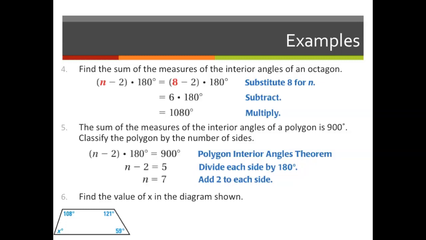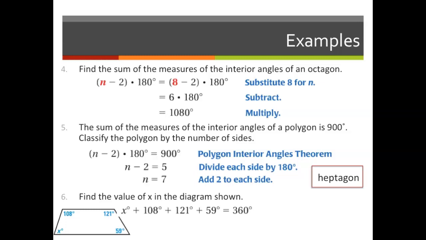All right, the last one. Find the value of x in the diagram shown. We know that the sum of all these angles, x plus 108 plus 121 plus 59, should equal some value. What is that value going to be? Since it is a 4-sided figure, a quadrilateral, the sum of those angles must equal 4 minus 2 times 180. So 2 times 180 is 360 degrees.